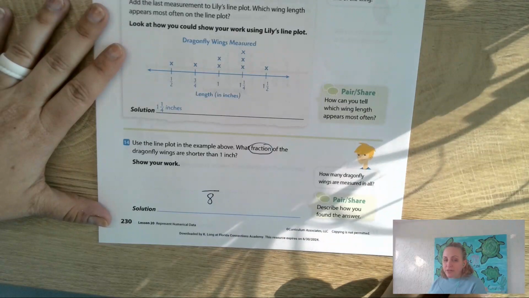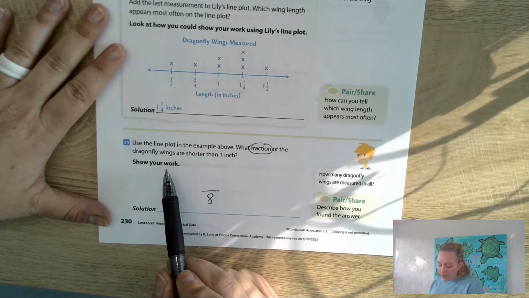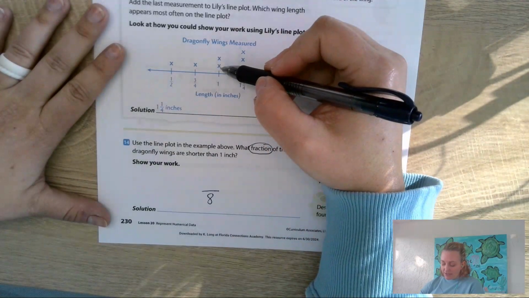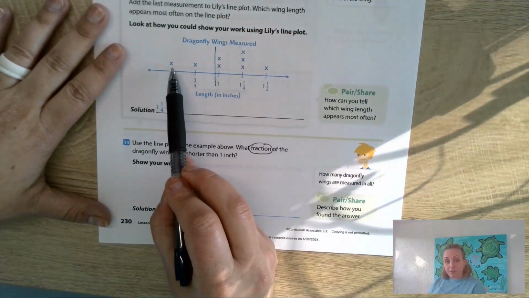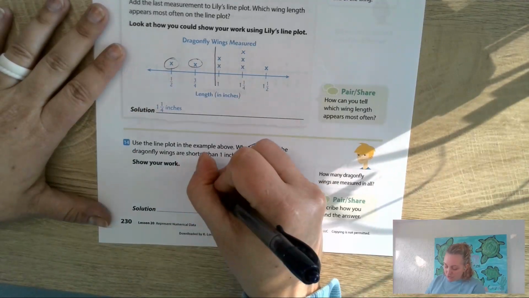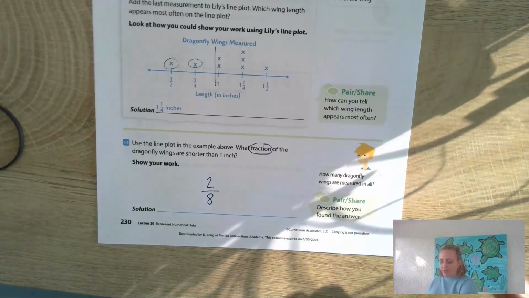The numerator is going to answer the question. So the numerator is looking to see how many are shorter than an inch. Here's 1 inch right here on the line plot, so anything lower than that. How many are over there? Remember, these are the wings. 1, 2. There's 2/8 of the wings were shorter than 1 inch. Okay, that's one way that we could do that. And that might be something that she's trying to figure out. Well, how big are dragonfly wings and all that sort of thing.